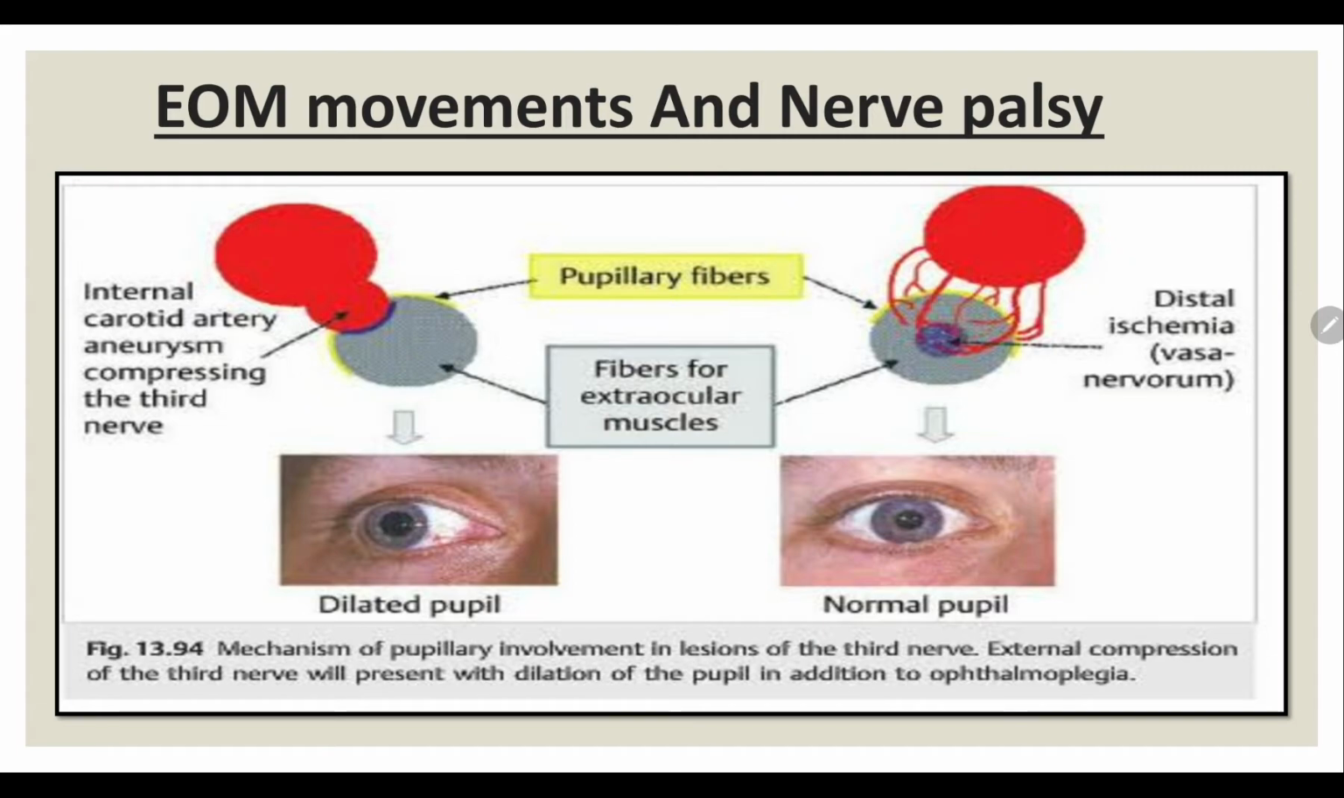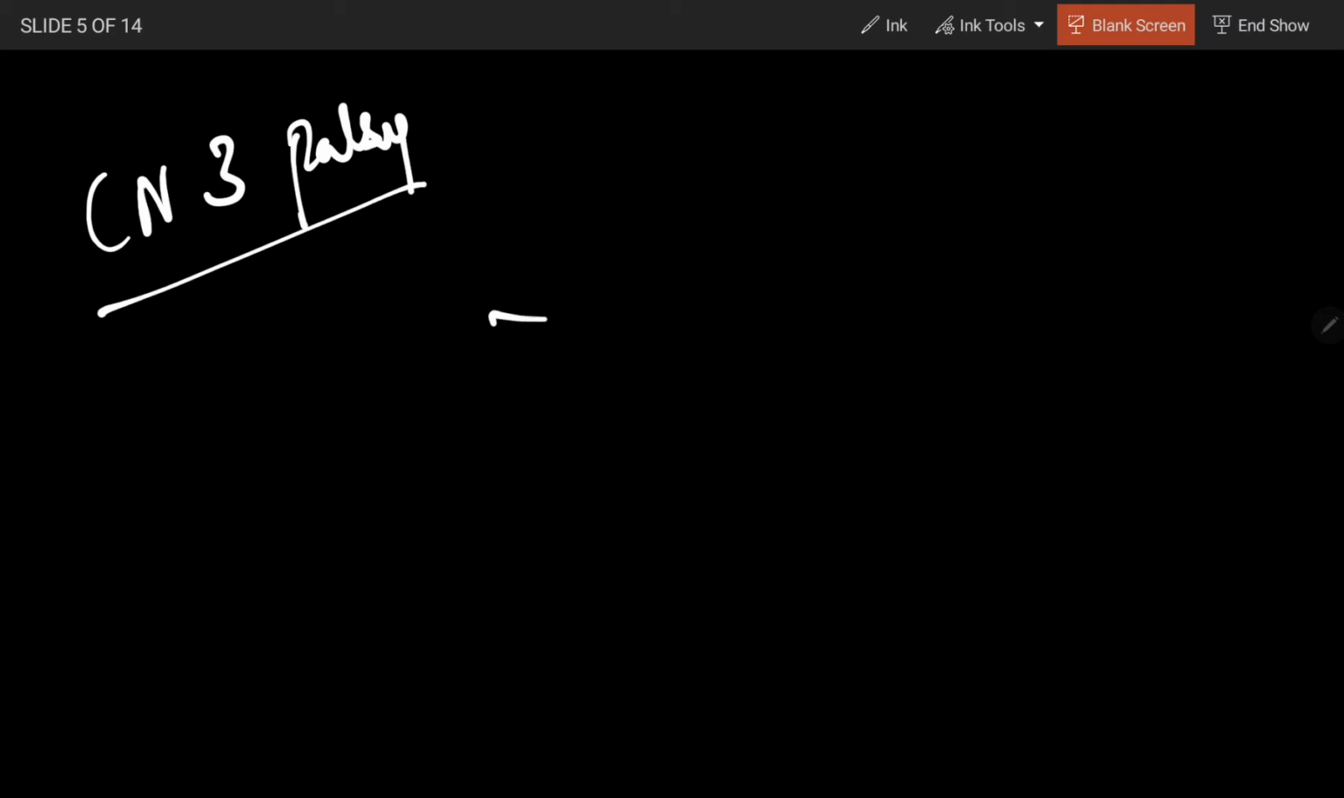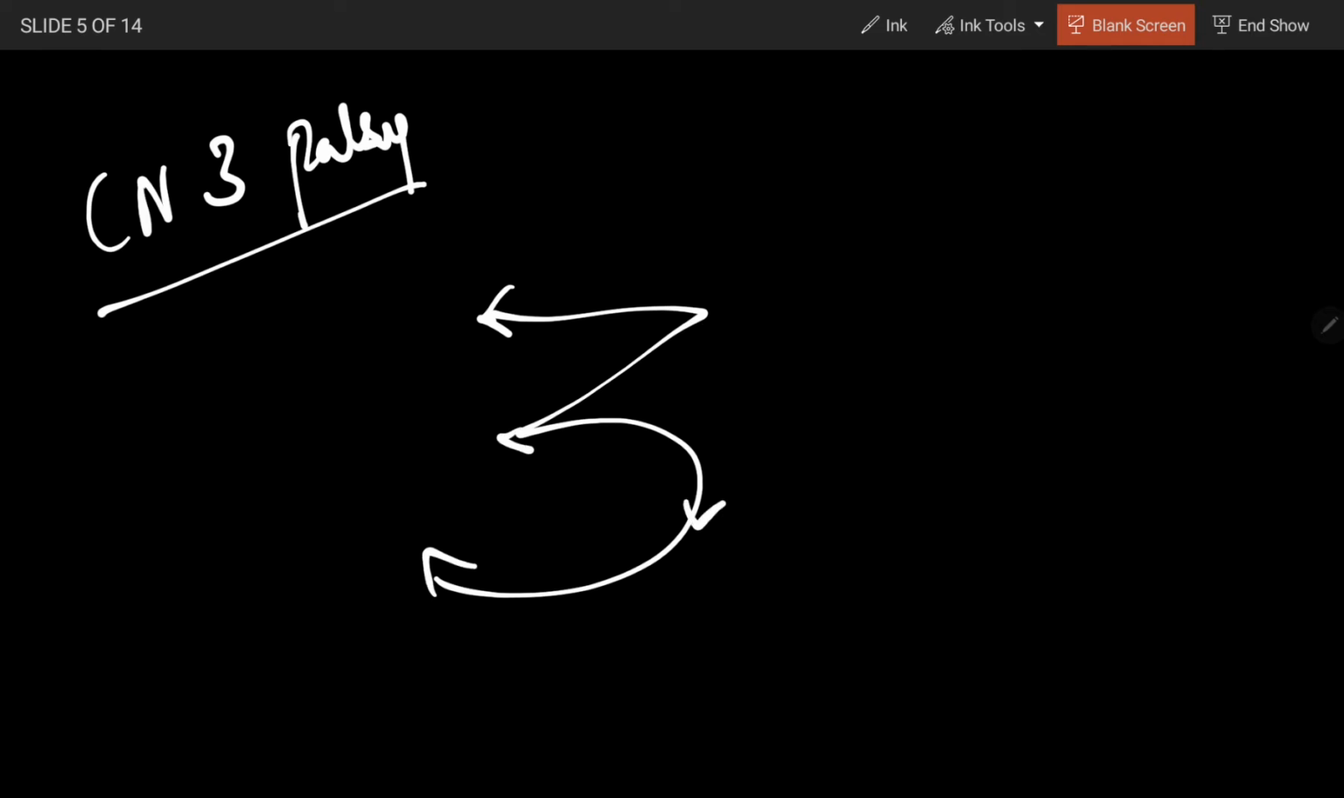Now before we actually go to this proper, let us know how to easily remember the palsy. First is oculomotor palsy. Write the number 3, put the arrow mark, that's it. So whenever you write a number in the page, it is always outside, that is outside the line.